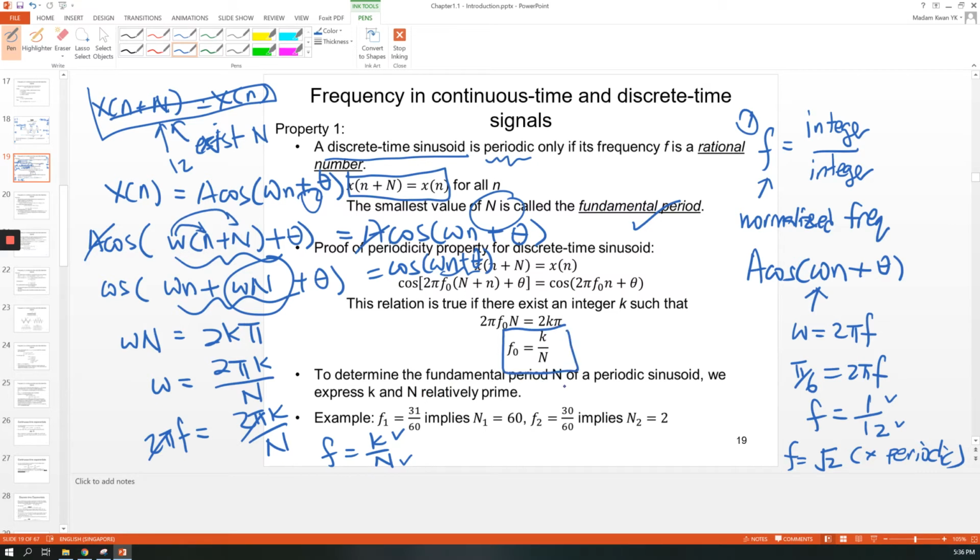So to determine the fundamental period n of a periodic sinusoid, we express k and n as relatively prime. So the example here, f1. Let's say you have a sinusoid with normalized frequency f1 equals 31/60. From this number, you could see that the bottom one is 60. What do you mean by n equals 60? It means that every 60 points, the sample points repeat. So for f2 equals 30/60, if you simplify it, you will get 1/2. You simplify it until k and n are relatively prime, and then you would say that for this normalized frequency sinusoid, n is 2. So every 2 points, the sample repeats.